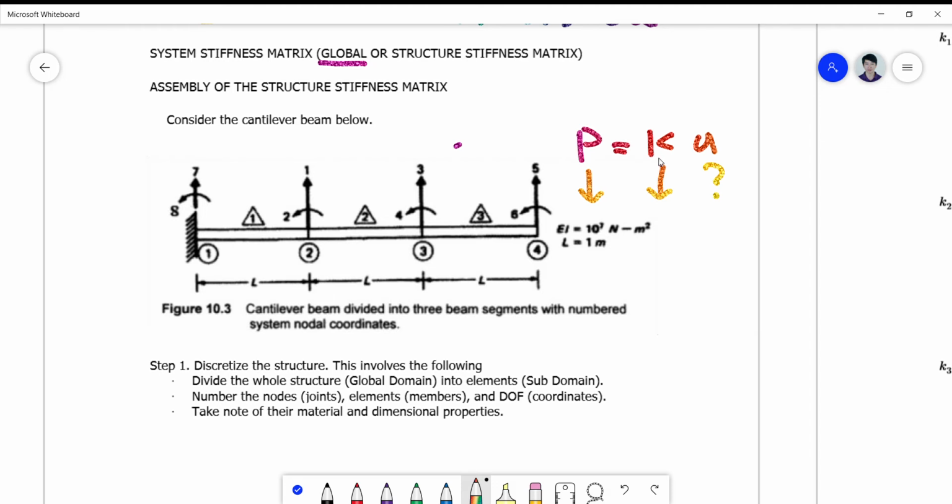Okay, so we're still on the step of determining the k or assembling the k value, but this is actually the hardest part into which your stiffness equation or stiffness solution is used to analyze structures. So given here is a cantilever beam which is divided into three beam segments.